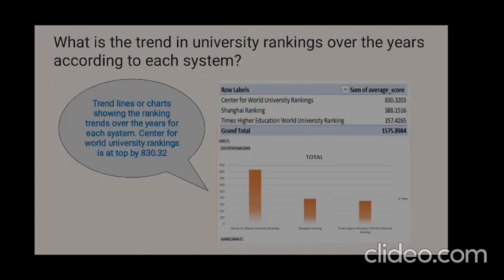What is the trend in university rankings over the years? According to each system, as we have the three systems named Center for World University Rankings, Shanghai, and Times Higher Education World University Ranking. Here I use one bar chart and another table. The charts show the ranking trends over the years for each system. Center for World University Ranking is at the top by 830.32 score, average score.